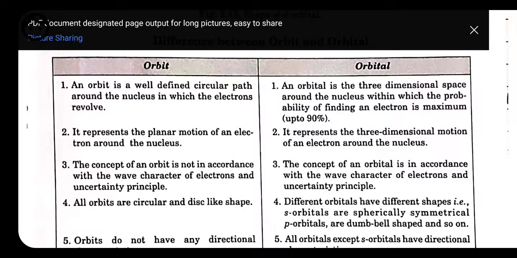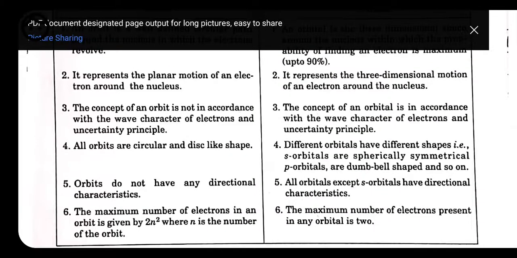Okay, that we have already discussed. Fourth point: all orbits are circular and disc-like in shape, meaning orbits do not have different shapes. All the orbits have a similar shape, but orbitals have different shapes, like s orbital is spherical, p is dumbbell, d is double dumbbell, and so on. Next, orbits do not have any directional characteristics. They are non-directional because they are circular and do not have any shape. They do not move in all the three coordinates. But orbitals, except s, are all directional, because the rest, p, d and f, move in all the three dimensions.